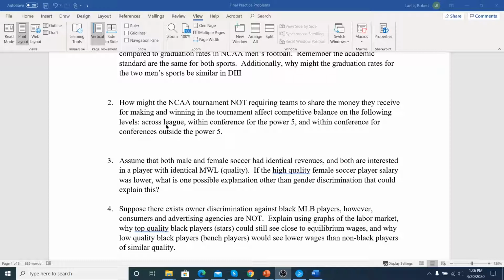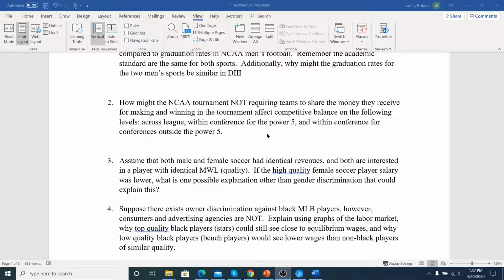So there's an argument that there could be some improvement in competitive balance, although more likely than not there are two competing effects. The effect that wins out is the fact that all the top quality teams are keeping a lot of the money. None of the lower quality teams are getting any of the money.